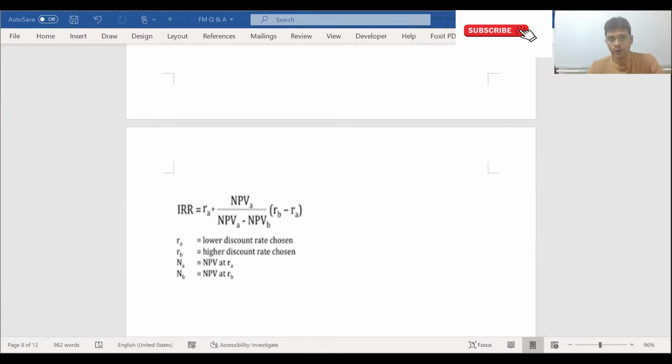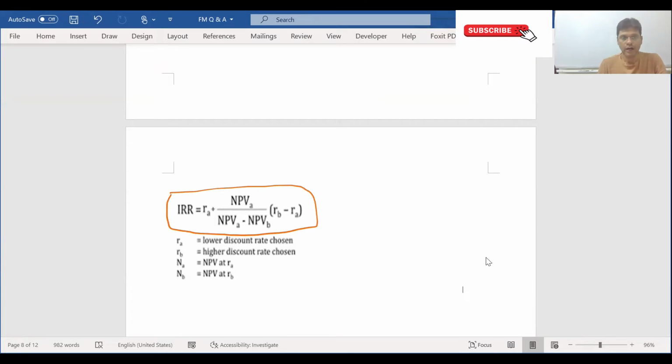Okay, so if you go through this formula, it says IRR equals RA plus net present value at A divided by net present value at A minus net present value at B. Then you have to multiply by RB minus RA. So this is the formula. Okay. So this formula we need to apply to calculate the IRR.